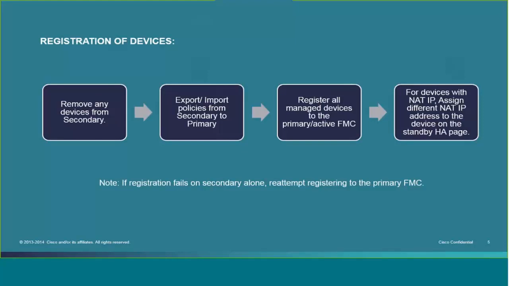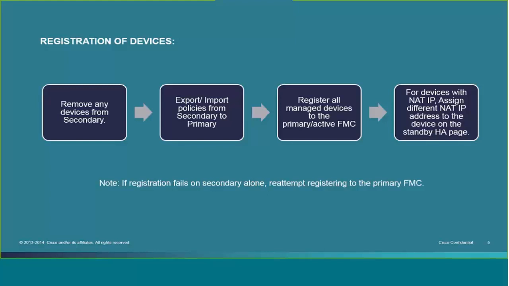So what are the best practices that need to be followed when we are setting up the FMC HA? Remove any devices that are registered to the secondary FMC. These need to be deleted from the UI because this would cause problems during the setup, and these devices need to be moved over to the primary FMC. Apart from this, any configuration that is present on the secondary FMC will be wiped out. So import or export any policy or any configuration that you would like to retain, and move it over to the primary FMC before setting up the HA.